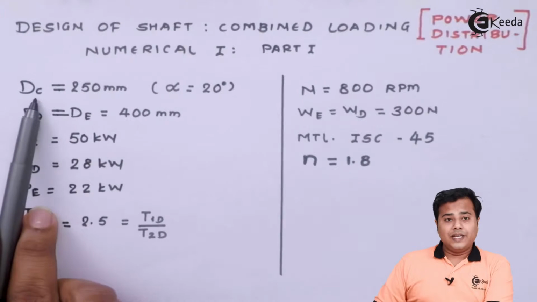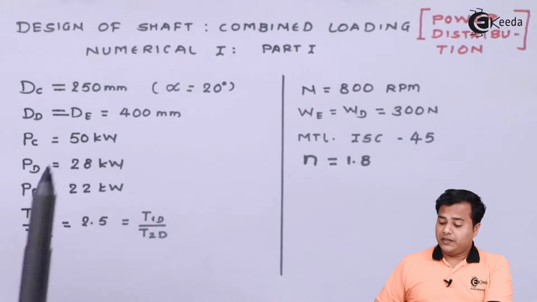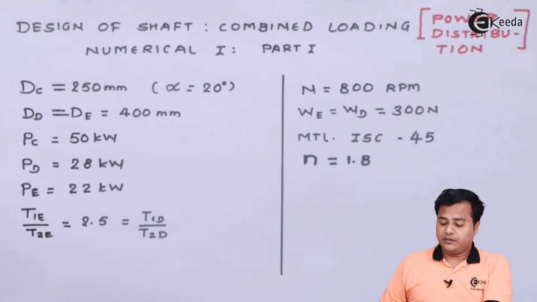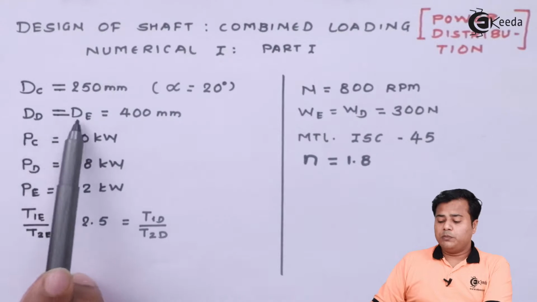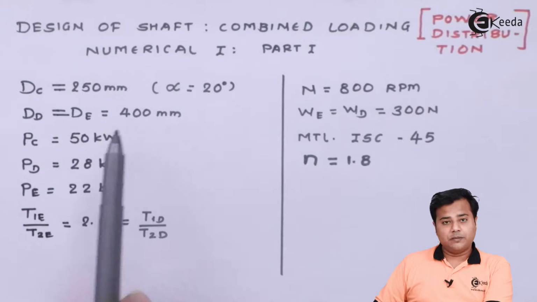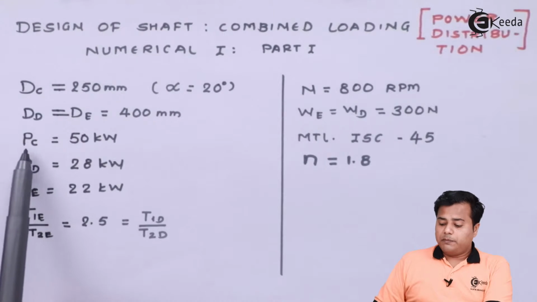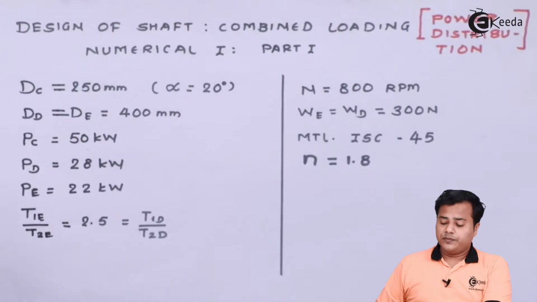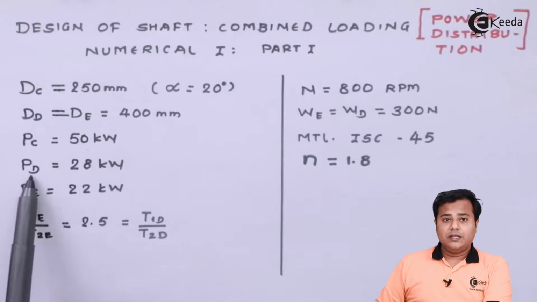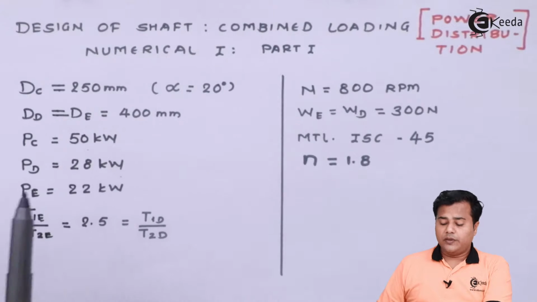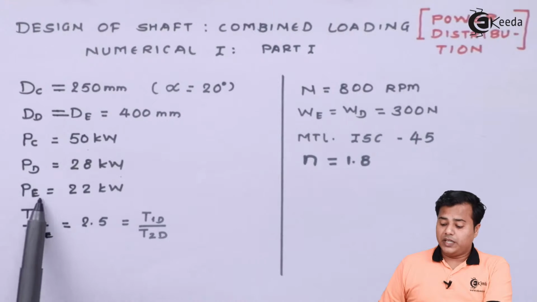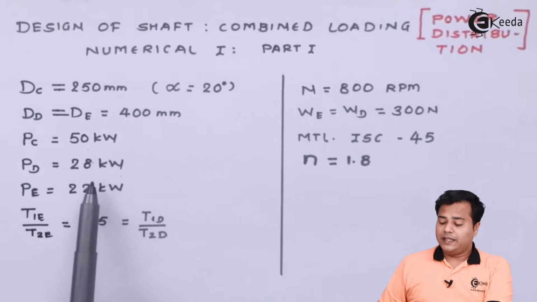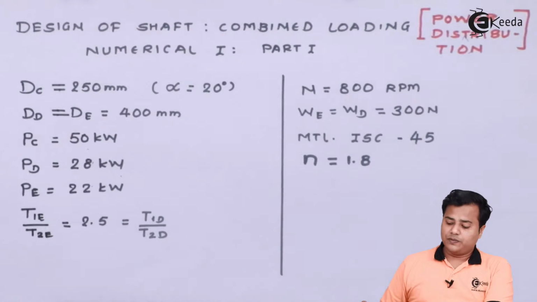The diameter of gear C, of course it's a nominal diameter given, is 250 millimeter, where the pressure angle is 20 degree. It's a given data. The diameter of both the pulleys is equal, and that is 400 millimeter. The power which is transmitted by the gear is 50 kilowatt. The power transmitted by the pulley D is 28 kilowatt, and power transmitted by the pulley E is 22 kilowatt. So they are used for different purposes, and that's why it is called power distribution.